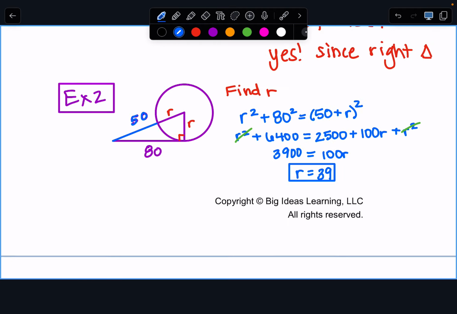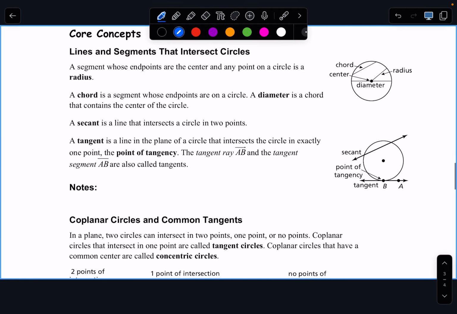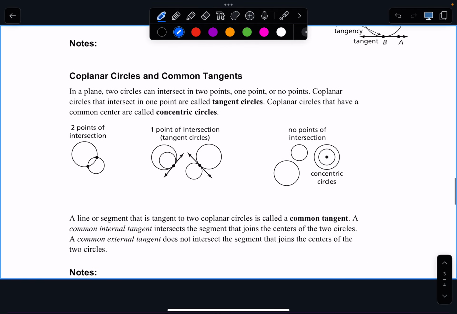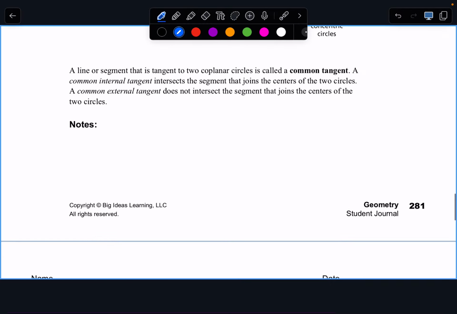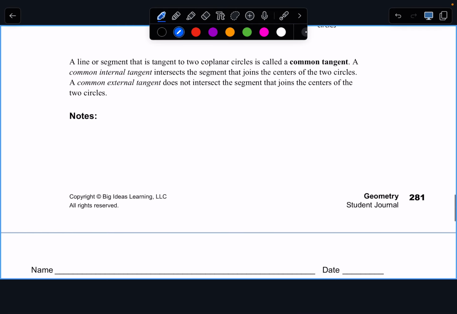Okay. 5, 4, 3, 2. On page 281, you'll see some pictures of things that we just talked about. What I want you to do right here is draw this picture, where it says notes.